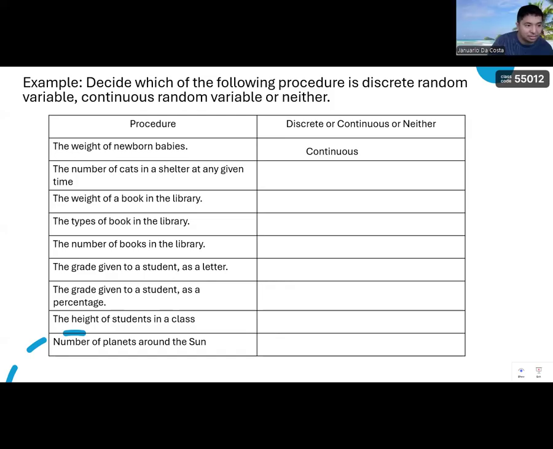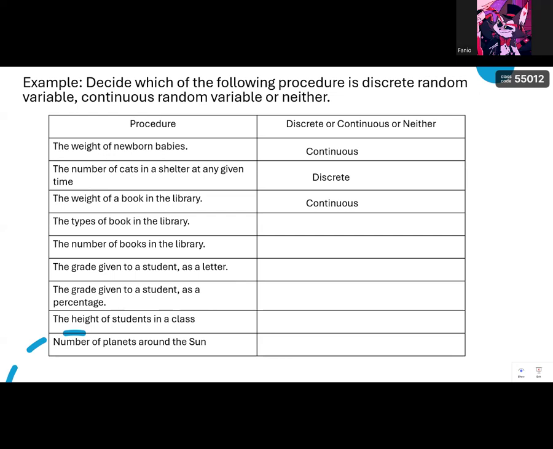Discrete. You cannot have 1.5 cat. You can just have 1 or 2 cats. So that has to be discrete. What about the weight of a book in the library? Continuous. That's continuous. What about the types of book in the library?